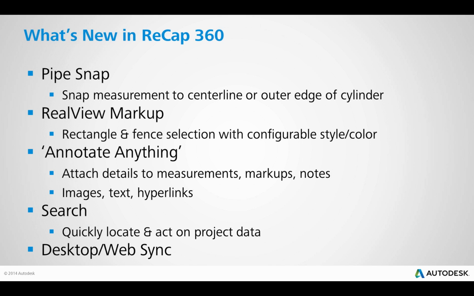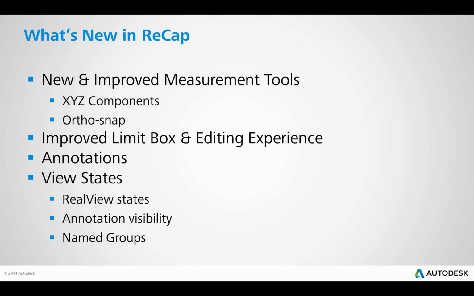Okay, so let's talk briefly about some of the new stuff that you're going to see in Recap. There's going to be some new improved measurement tools, so we'll now have XYZ components for measurements, and some great new ortho snapping tools that allow you to get true clearance measurements. The limit box has been upgraded and improved significantly. Annotations have also been improved, and you're going to see some new view state capabilities and features.